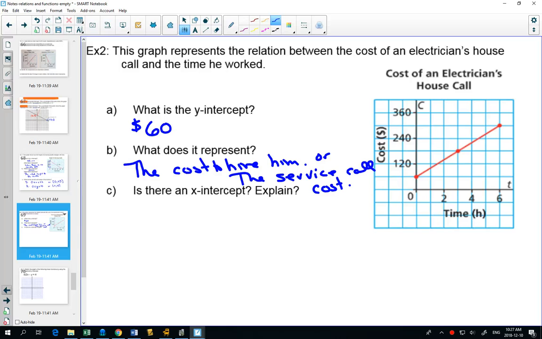Is there an x-intercept? No. Why not? What would an x-intercept be? What would it mean?